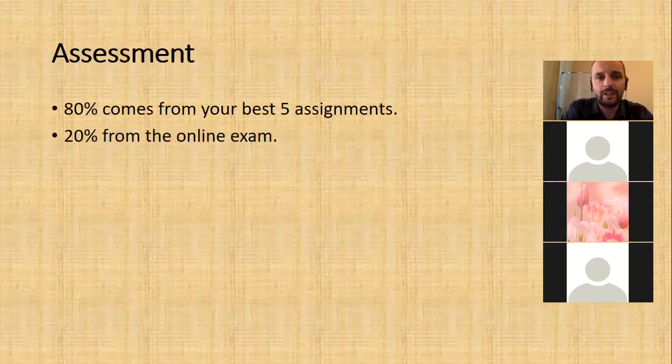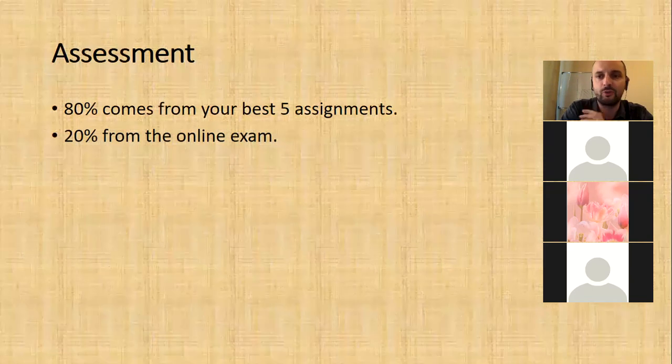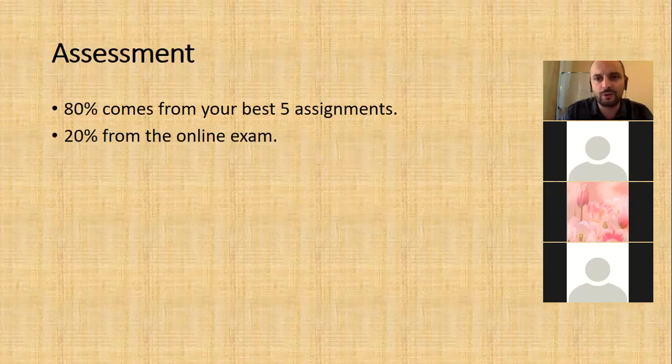With the assessment, you've received 80% of your final course mark. That's come from your best 5 assignments. I've emailed you. There were 6 assignments, and I have not counted your worst performing assignment. For most of you, that's pushed your average up by 10% or so. And 20% will be coming from this online exam.